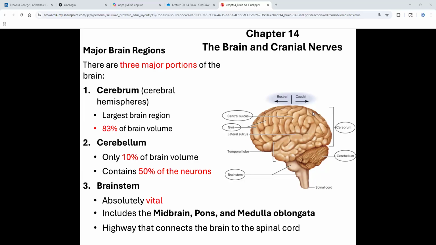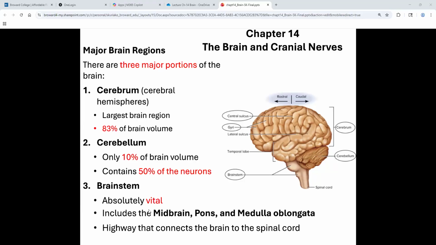Now, 83% is going to be the cerebrum. But this cerebellum, which is only 10%, is packed with nerves. So if you look at the number of neurons, it contains about 50% of the neurons. So even though small, it is mighty.